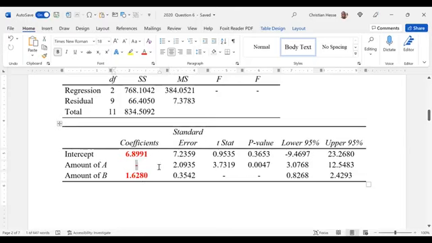Standard error times t stats. Good, because this is divided by this. Okay, try this for me. Multiply this by this and see whether you get 6.8991. Is it correct?